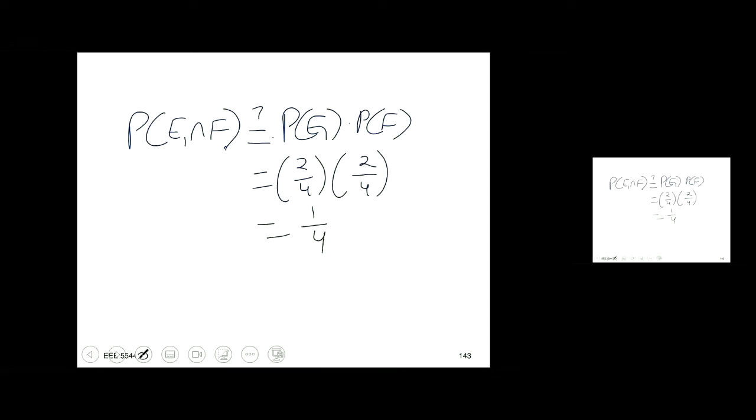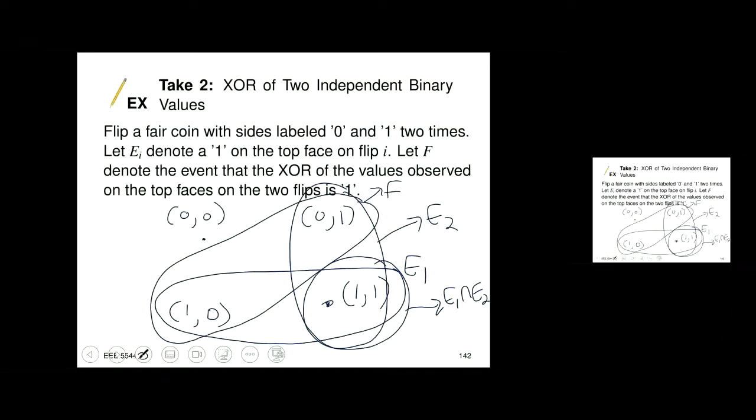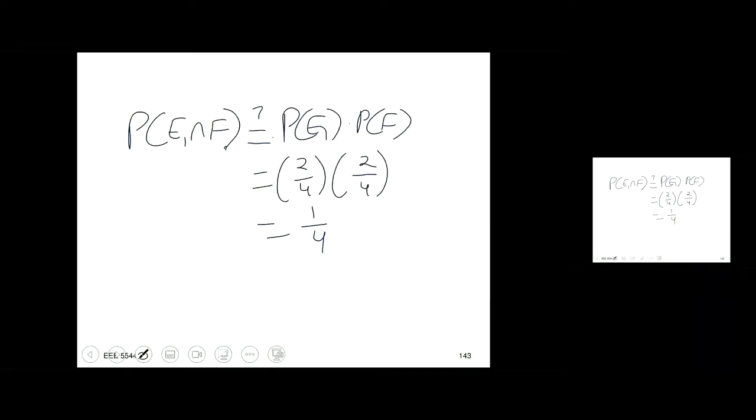Equals a quarter. And if you look at the probability of E1 intersect F, it happens at one place. F is this diagonal, E1 is this row, so this is E1 intersect F, which is 1 outcome, so 1 out of 4. So yes, E1 and F are statistically independent.